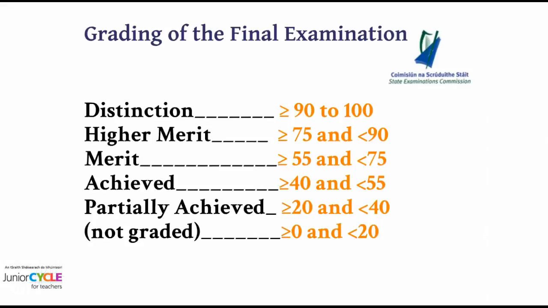It will be graded as follows. A distinction is equal to or greater than 90 to 100. A higher merit, greater than or equal to 75 and less than 90. A merit, greater than or equal to 55 and less than 75. Achieved, greater than or equal to 40 and less than 55. Partially achieved, greater than or equal to 20 and less than 40. Not graded, greater than or equal to 0 and less than 20.